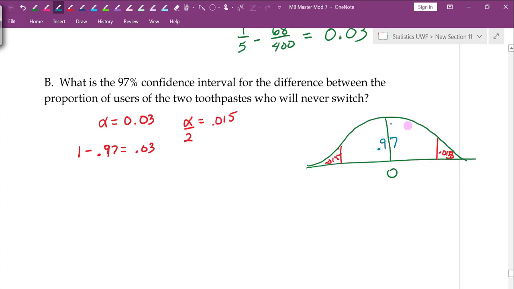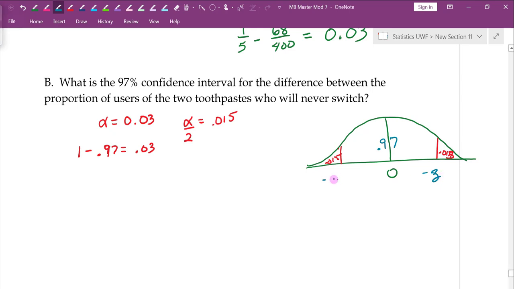So I need to find the negative z value and the positive z value. Those are z's, not 2's. Let me rewrite those as cursives so those look a little bit better. So a negative z value and a positive z value. Okay, and we need to find out what those are.